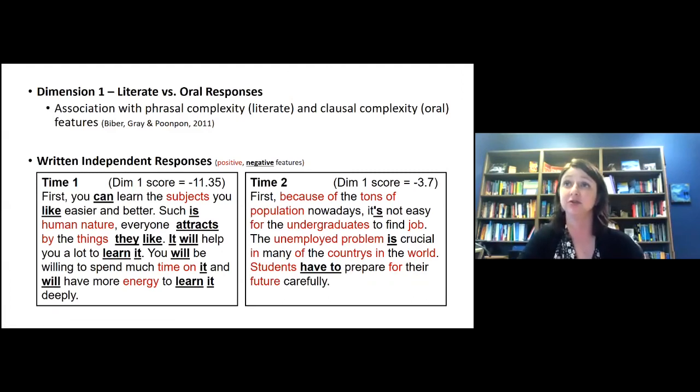So this is 2 written independent responses written by the same language learner at time 1 versus time 2. And you can see that originally they had a very negative score, meaning that it was very oral. So you see the modals, you see present tense, you see third person pronouns, and when you read it, it sounds very oral. Versus at time 2, you can see a lower negative score, meaning they moved more towards those positive features. And we can see that with fewer of sort of personal framing of this information.